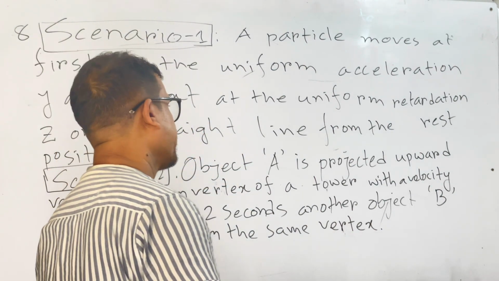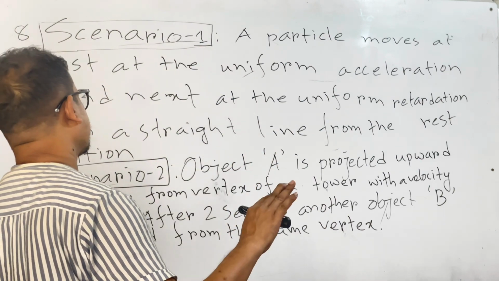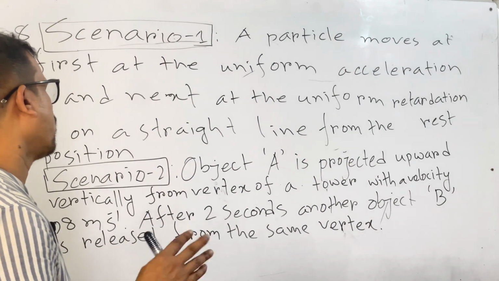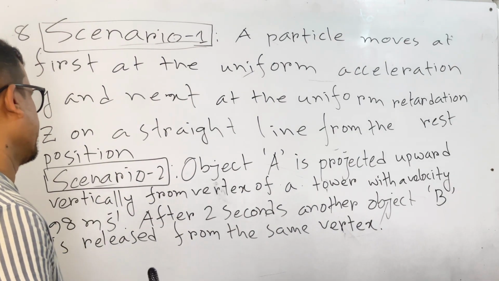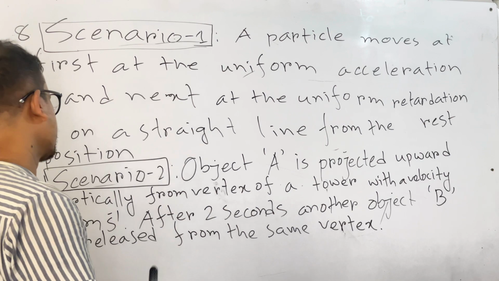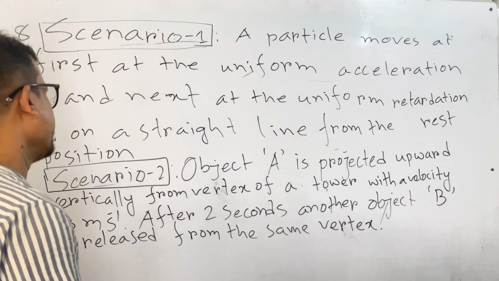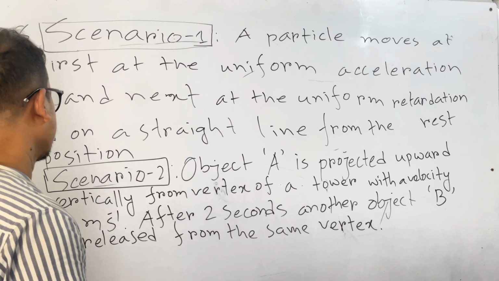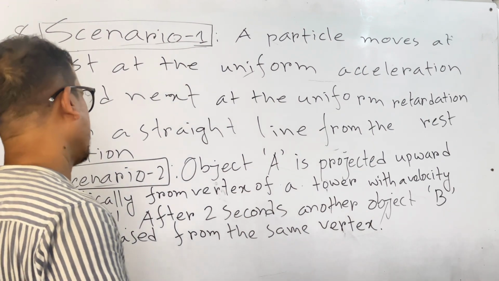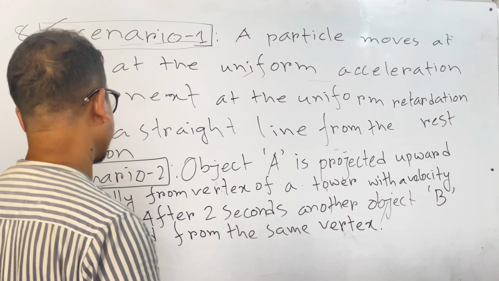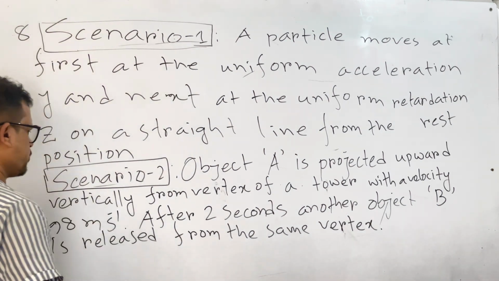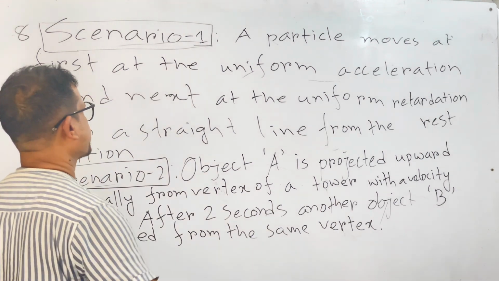Scenario 1: a particle moves at first at the uniform acceleration Y and next at the uniform retardation Z on a straight line from the rest position. Scenario 2: object A is projected upwards vertically from the vertex of a tower with a velocity of 98 meters per second. After 2 seconds, another object B is released from the same vertex.